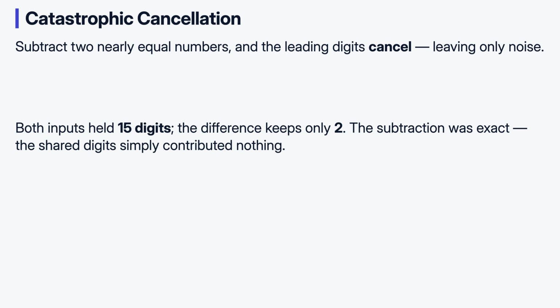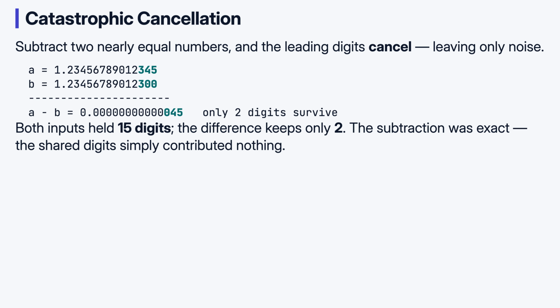Of all the floating point traps, catastrophic cancellation is the most dangerous. It happens when you subtract two numbers that are nearly equal. Look at a and b: both are known to 15 significant digits, and they agree in the first 13. When you subtract, those 13 shared leading digits cancel to zero and contribute nothing. What survives is only the last two digits, the part where a and b differed. So a 15-digit input became a 2-digit answer in a single step.